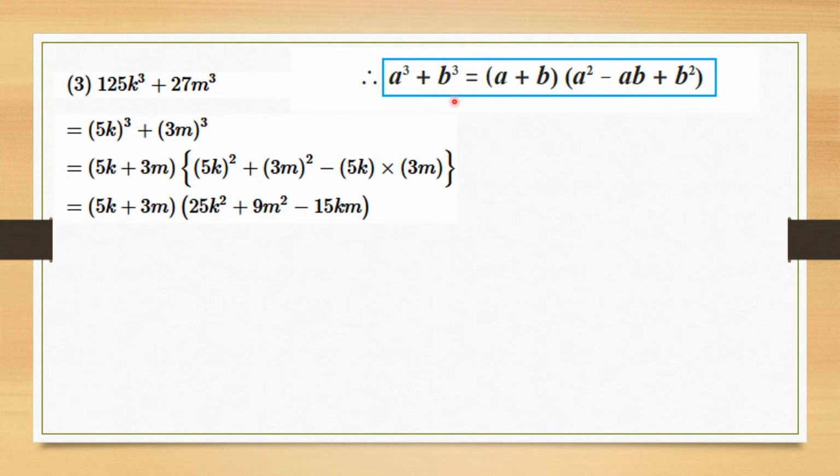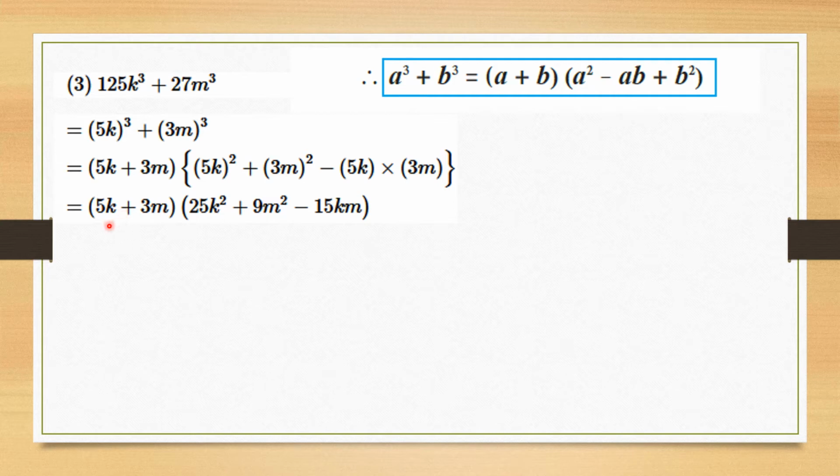Now this is in the form of my formula a cube plus b cube, where my a will be 5k and b will be 3m. We'll expand it now using the formula. So this becomes a plus b, so that is 5k plus 3m, and a square, that is 5k the whole bracket square, plus b square, that is 3m the whole bracket square, minus a into b, that is 5k into 3m.